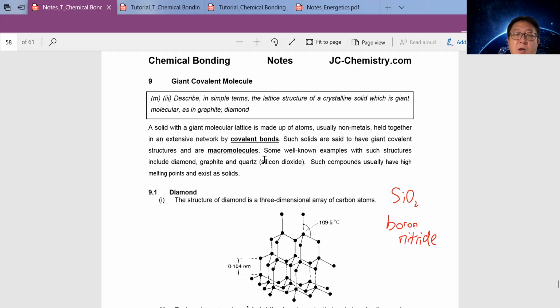They are giant molecular structures. Giant covalent molecule at O level, we call it GCM, right? Giant molecular structure, GMS. Now the correct term we use is macromolecules. Macro means huge, micro means small. So that's why the term used is macromolecule. Some of these examples you can see below: silicon dioxide, graphite, and diamond.